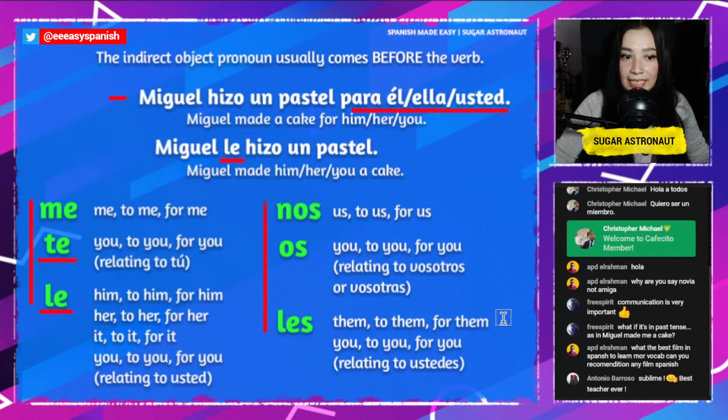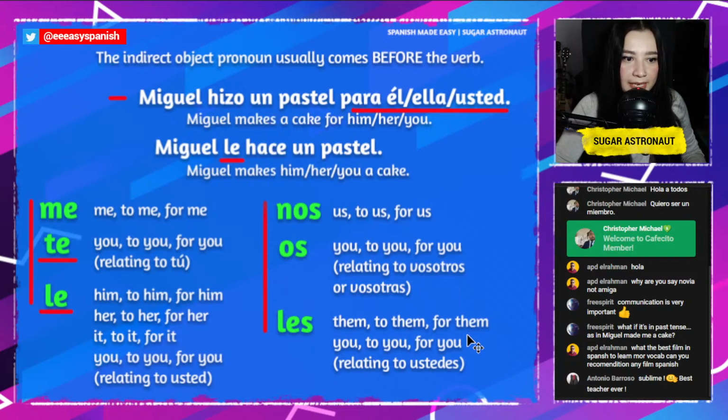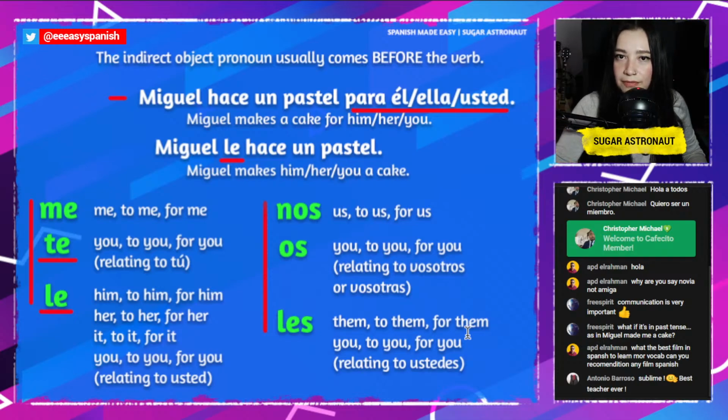Okay, Miguel le hizo un pastel. Past tense. He already made the cake. So that is the answer to your question, Free Spirit. It's pretty straightforward, nothing complicated. You only need to remember the conjugation of different verbs, and you can use the same pattern in different tenses. So don't worry about that. Just worry about the conjugation of the verb.